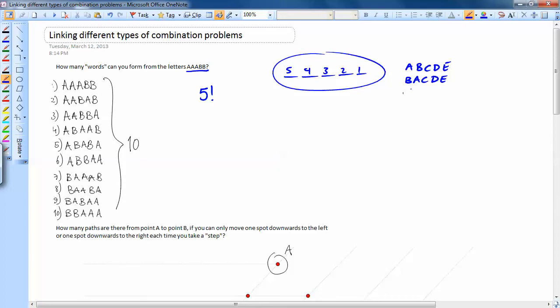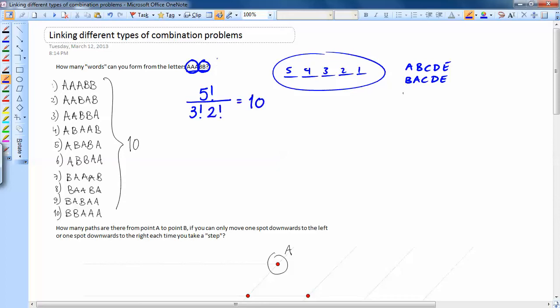But the problem is I've got 2 letters that are the same, two B's, and then I've got 3 A's too. So the way to get rid of those multiple versions of the same word is I have to divide out the number of ways to just arrange those 3 A's that are contained in these words, and that's going to be 3 factorial. And I have to divide out the number of ways to arrange the 2 B's within all the words, and that's 2 factorial. And if you calculate that, you get 10.